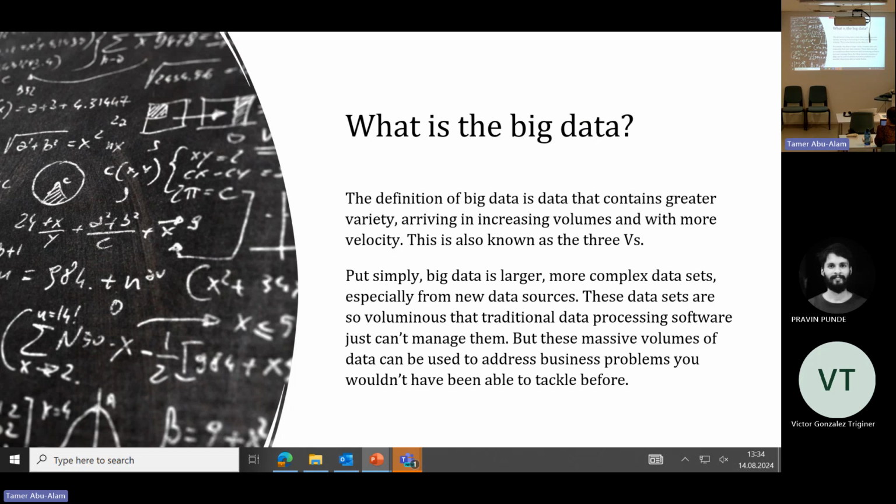So simply, big data is larger, more complex data sets, especially from new data sources. These data sets are much bigger than traditional data, so most probably normal software is not able to deal with this type of data. When you are working with big data, most probably Excel and other software couldn't make it because it's very big, so you need to use existing tools to deal with this data, or create them.